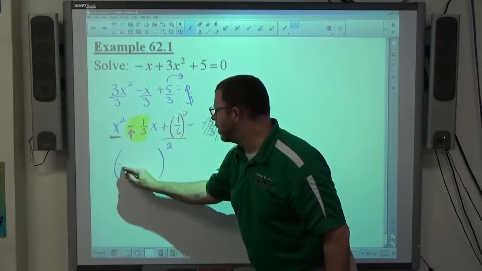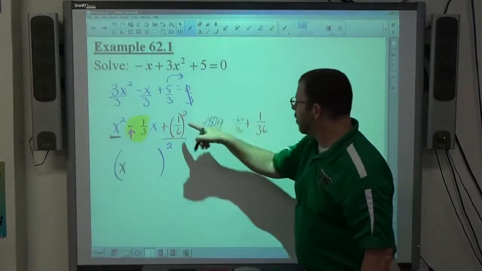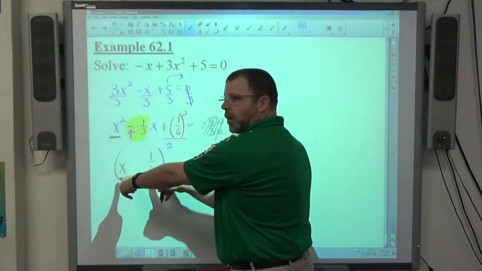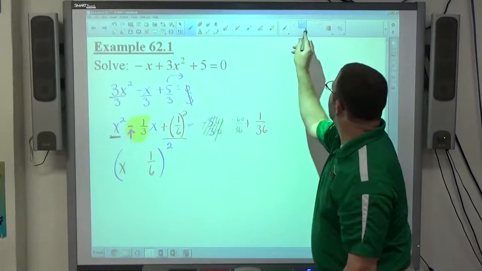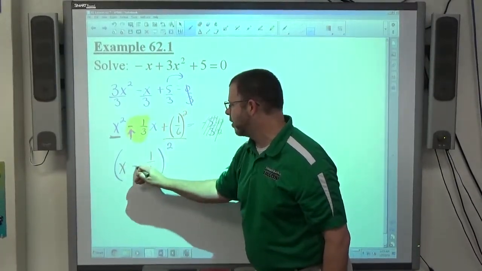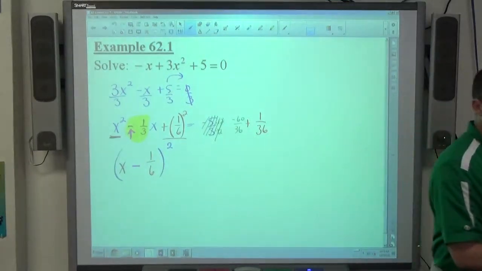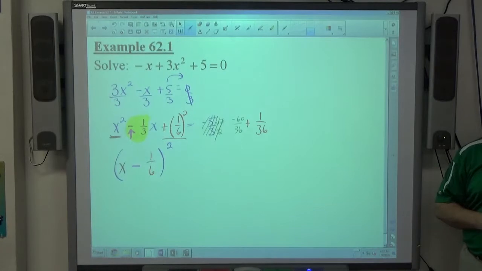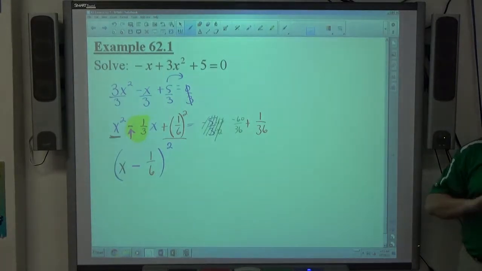The square root of x squared is x. The square root of 1/6 squared is 1/6. These are both perfect squares. Just take the squares off of them. And then the only place where this sign matters is right here. Whatever sign that is, that is what goes in the middle of these two pieces. Okay. When you create a perfect square trinomial, that's how it factors. Short and easy, quick, easy to do.